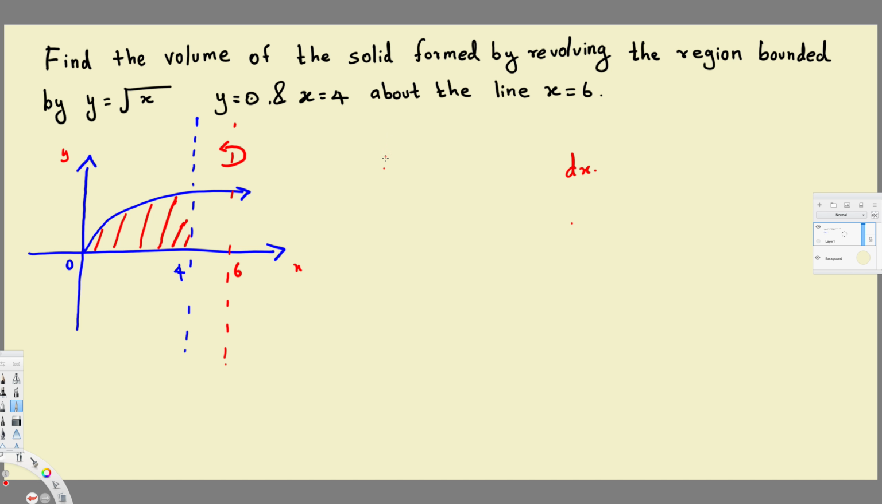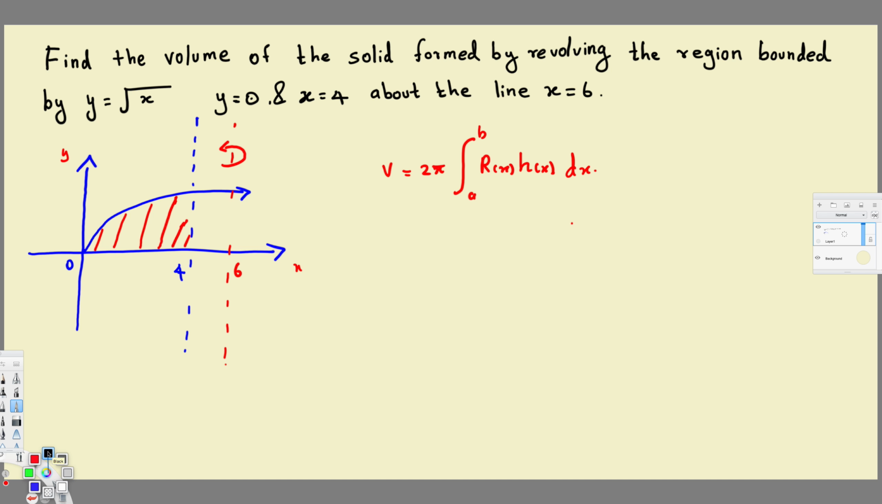In the cylindrical shell method, the volume equation is going to be 2 pi integral from a to b, and now we have to write the radius and height in terms of x. So here the radius is going to be in terms of x and the height is also going to be in terms of x. Let's see how we can find the radius right here.